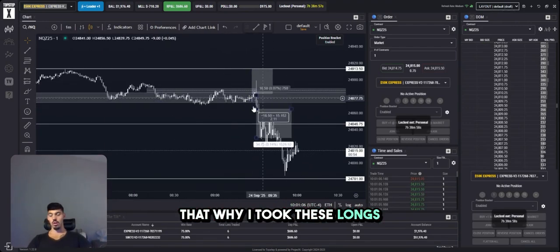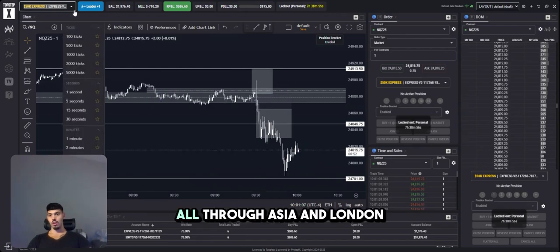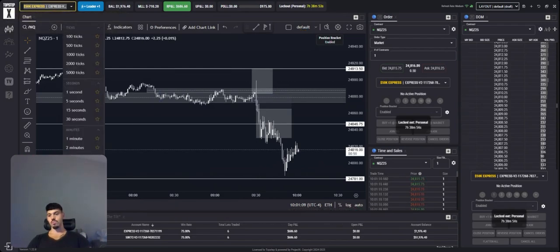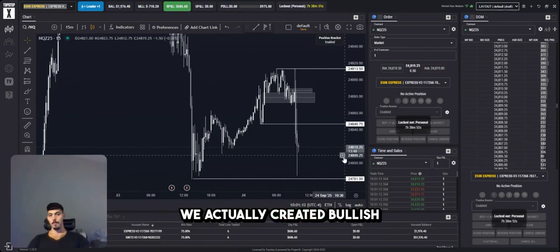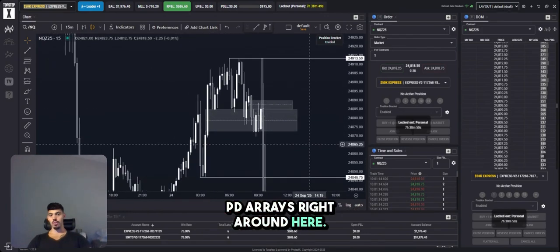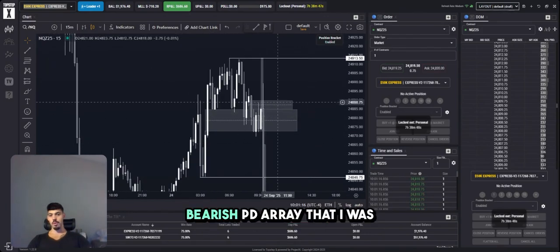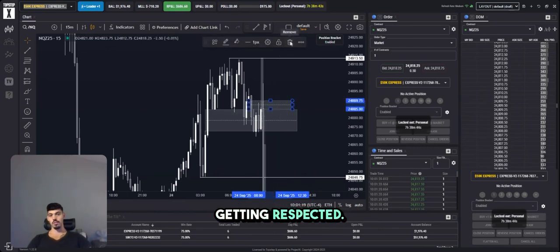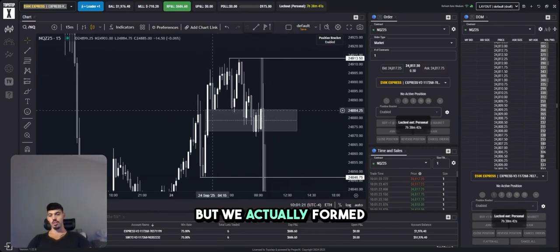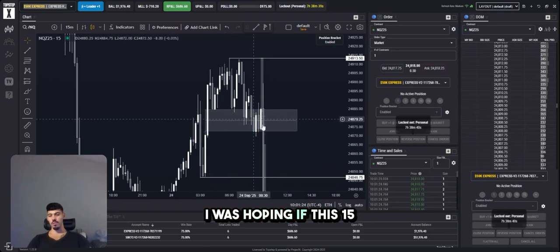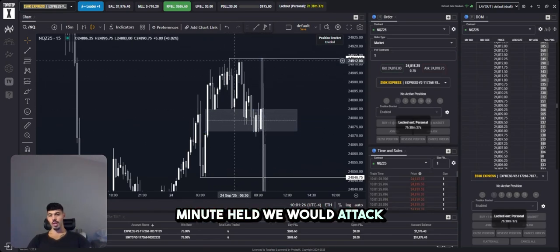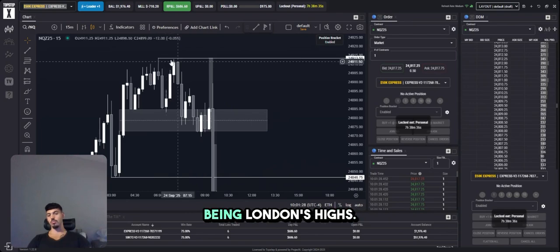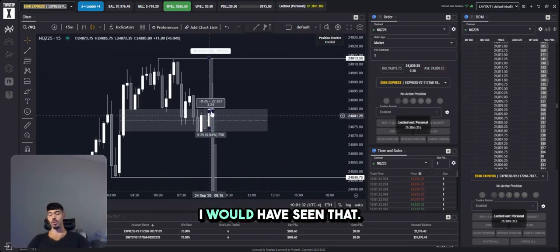Why I took these longs was because all through Asia and London, we actually created bullish PD arrays right around here. Here we created a 5 minute bearish PD array that I was kind of paying attention to. It ended up actually getting respected, but we actually formed this 15 minute. I was hoping if this 15 minute held, we would attack these equal highs, also being London's highs. So I was open to long at the beginning if I would have seen that.